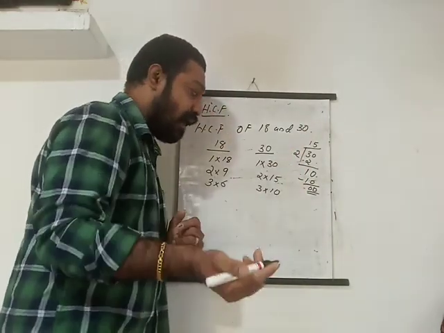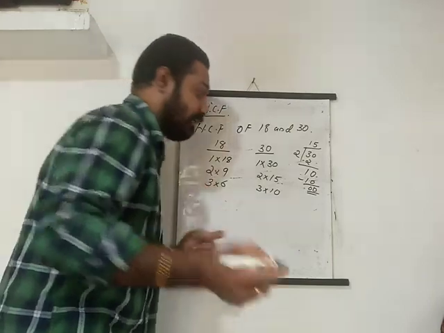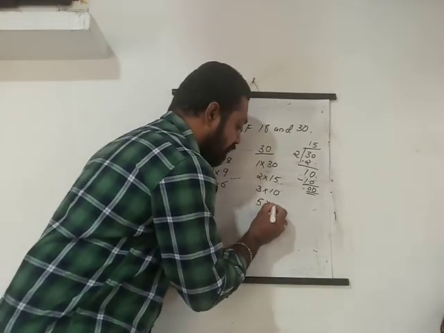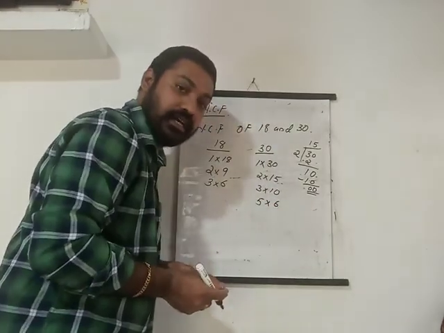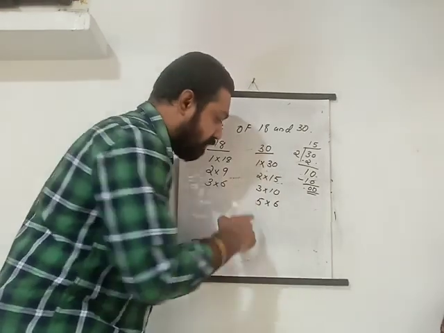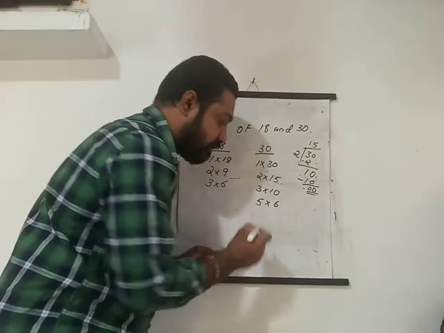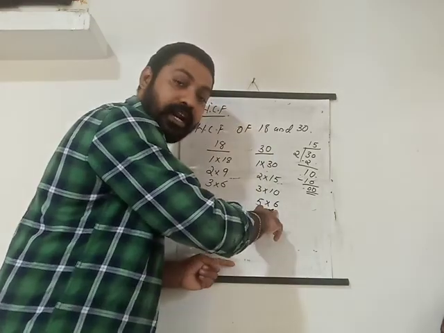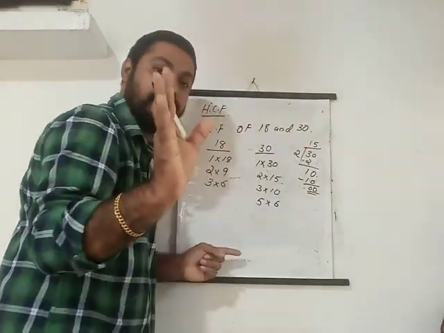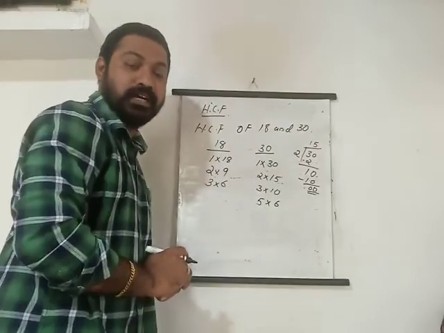Isn't it? Then 5 is there. 5 6s are 30. Isn't it? Next one is what? 1, 2, 3, 4. 4 is not there. Then 5. Then again it is what? 6. 6 5s are 30, but we already wrote 6 here, so we don't need to write it again. So these are the factors of 30.